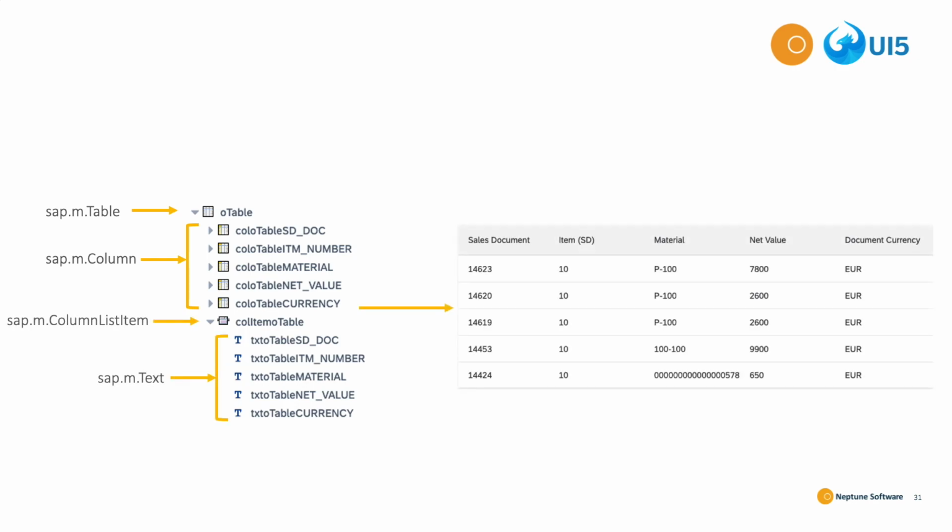Here's an example of a table. It's a SAP M table, which has to specify all of the columns as SAP M columns before you can add your column list item and then define the type of element you'd like to display within each row under each column.